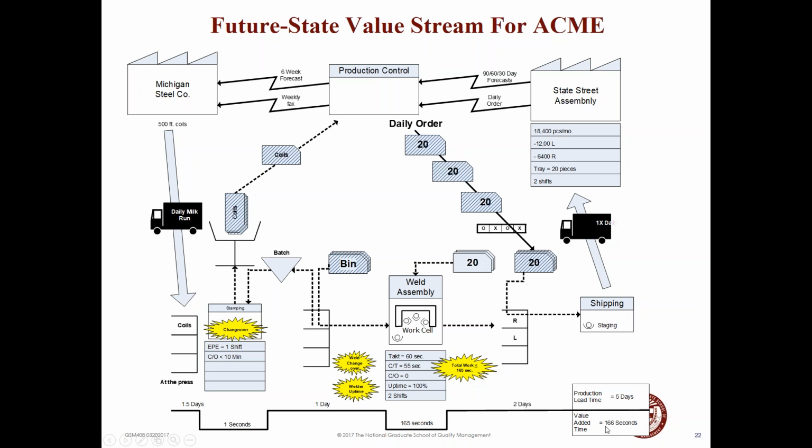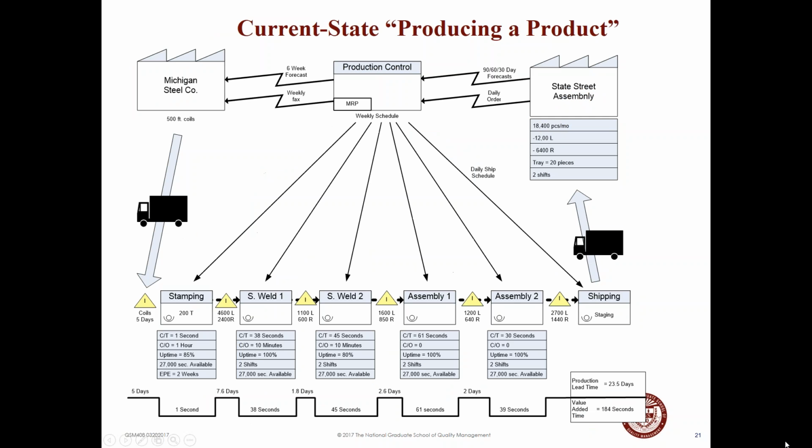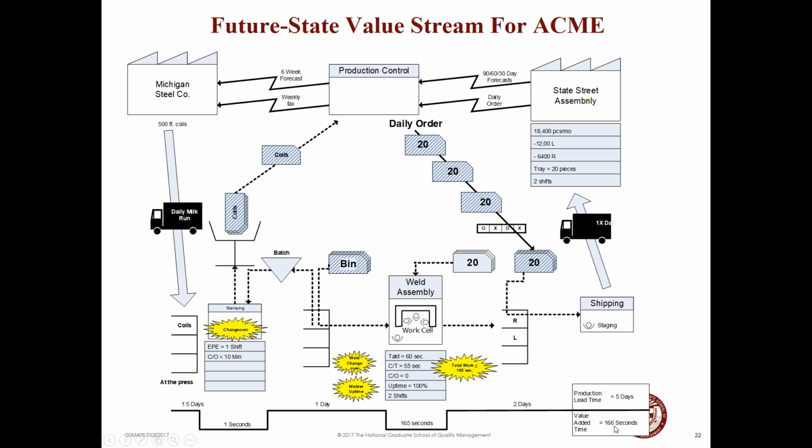And so where they had 166 seconds of value add time, and the process took 5 days in the new process. Before it was 184 seconds, but it had a 24-day time process. So they've not significantly increased the value add. They've cut the value add time down by about 12 seconds, but they've taken 20 days out of the production lag. That means 20 days faster to their client, and it means 20 days less of inventory and carrying costs for all that product.